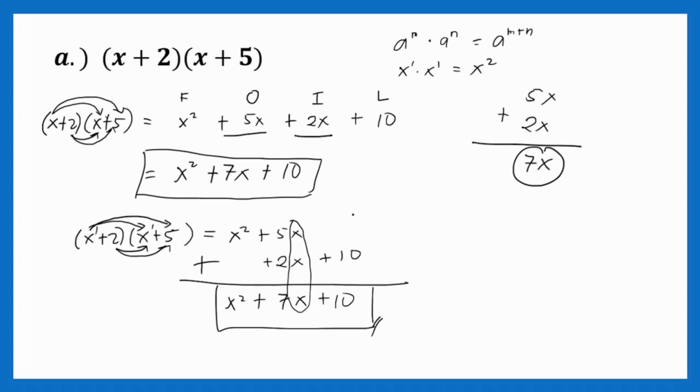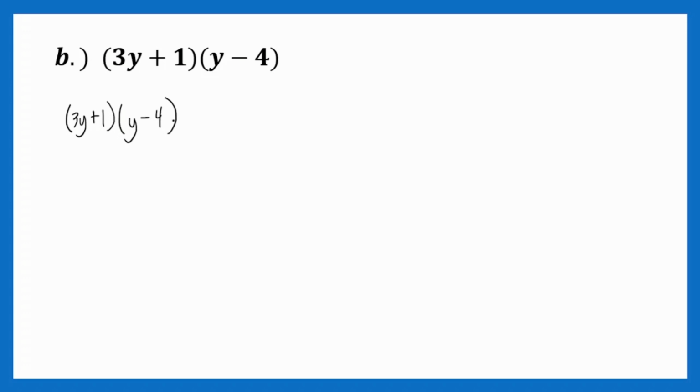Okay? So, that's it for letter A. So, let's move to letter B. So, let's see kung paano naman ito. Alright, so let me first copy it. So, 3y plus 1 multiplied by y minus 4.